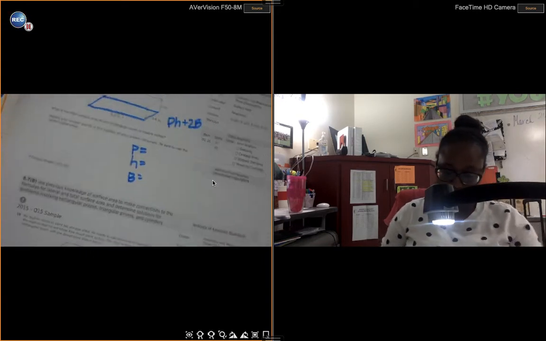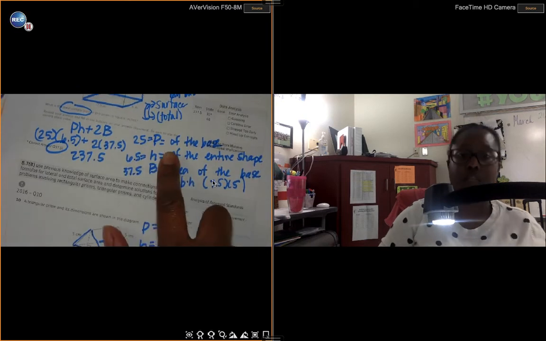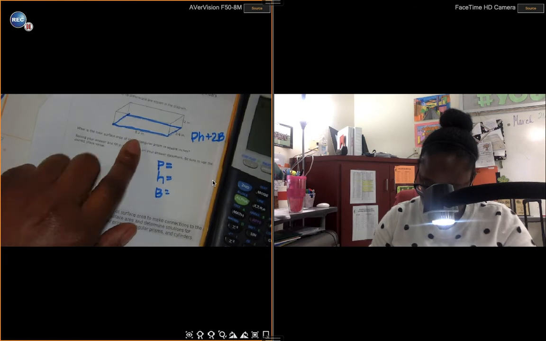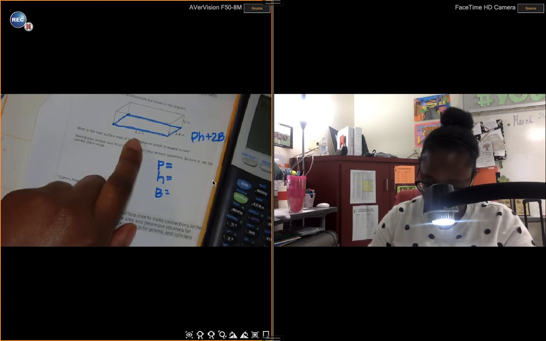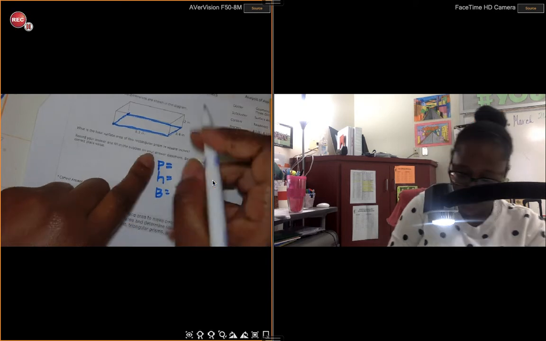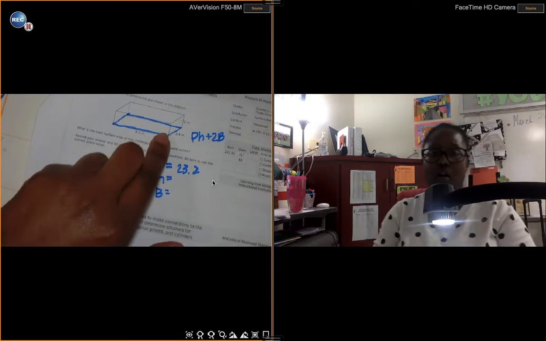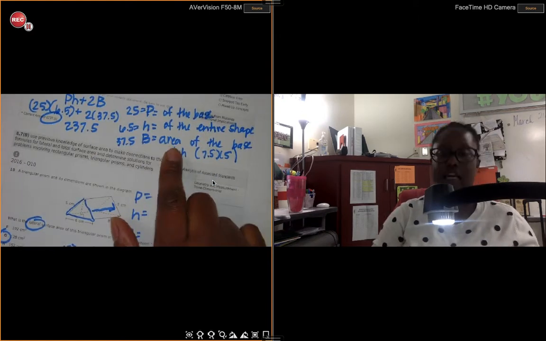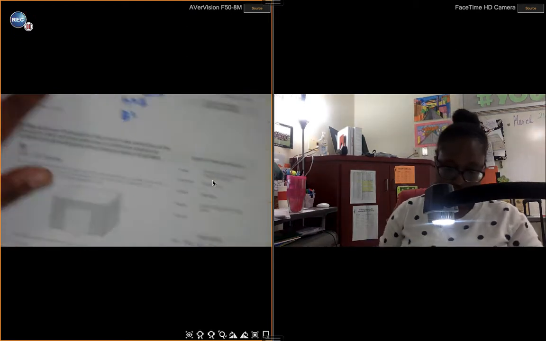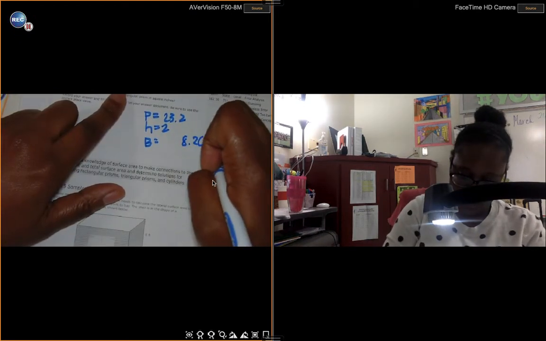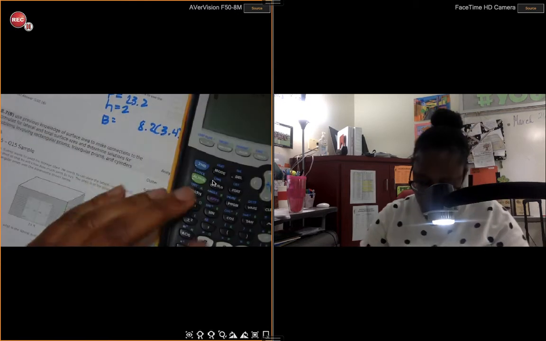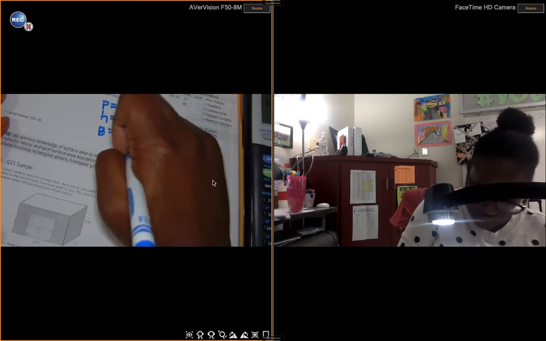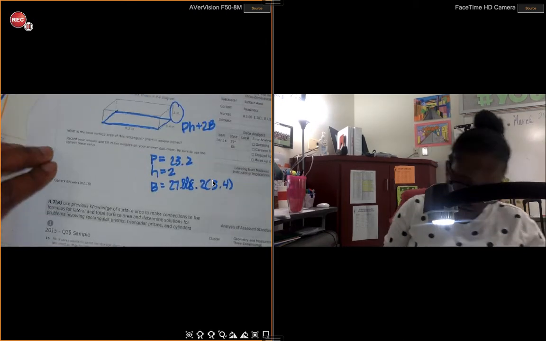All right, now remember we said our perimeter is the perimeter of the base. This is our base. So we're going to be adding 8.2 plus 8.2 plus 3.4 plus 3.4, and we get 23.2. Our height is going to be our 2, and remember we said that our big B is the area of the base. So that's going to be 8.2 times 3.4, and we get 27.88. And then all we do is plug in these numbers.